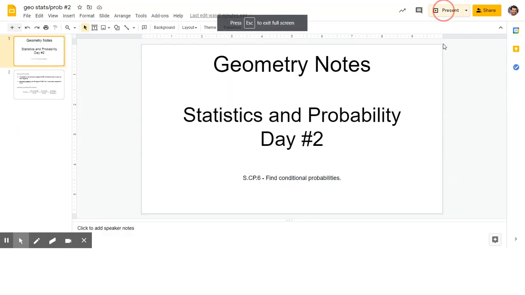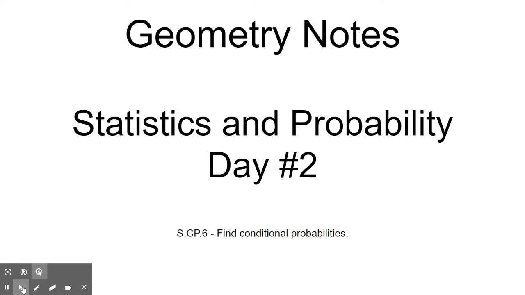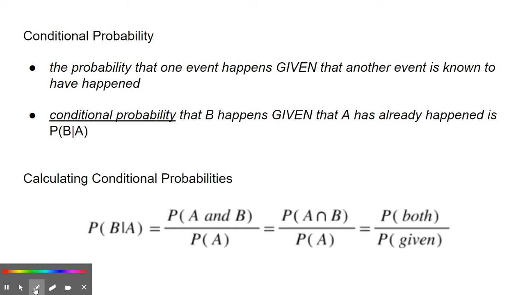All right, so geometry, day 2 of probability and statistics. We're going to talk about conditional probability. Again, when you think of conditional probability, think of you have a condition that is met. Now you must find a probability. So conditional probability is the probability that one event happens given that another event is known to have happened. Some condition is already met. That is the given idea.